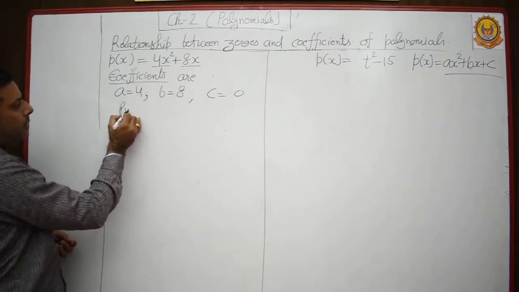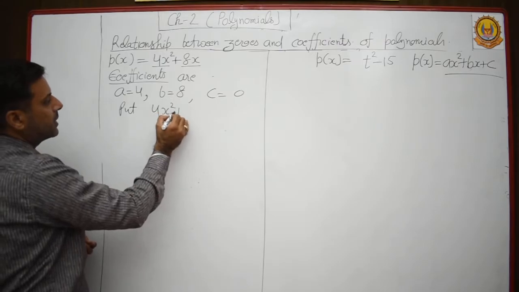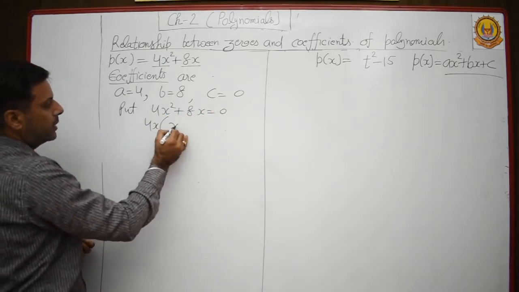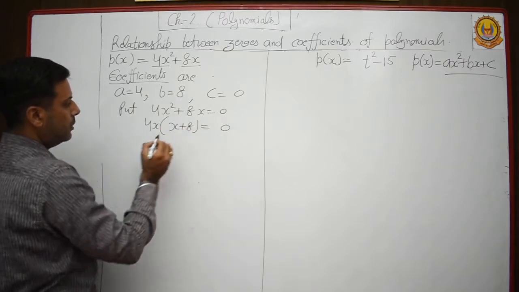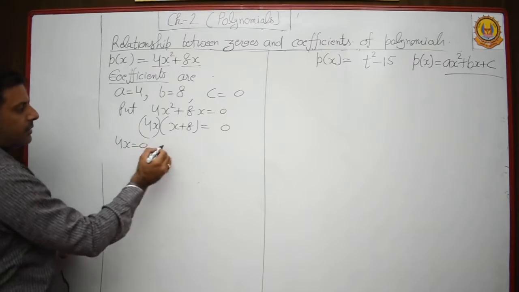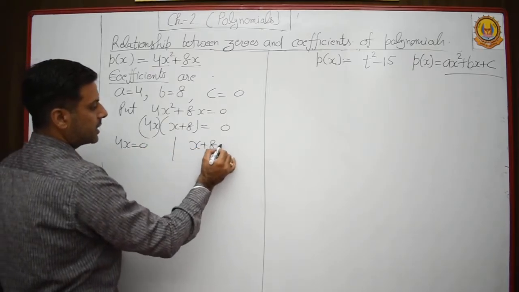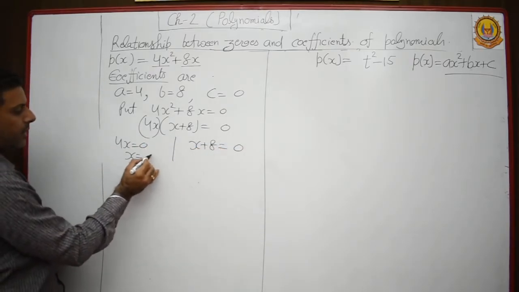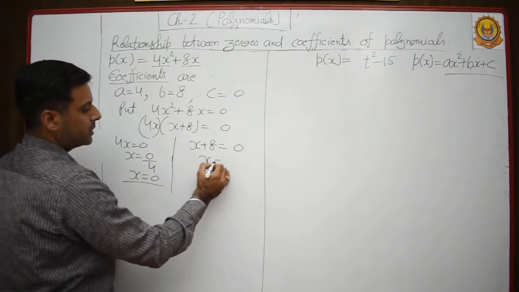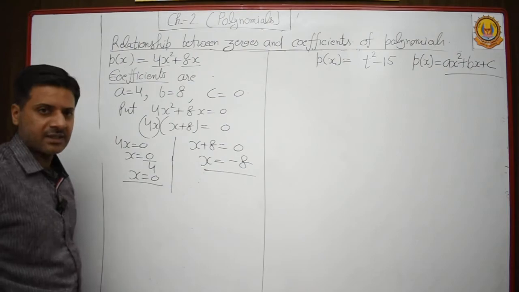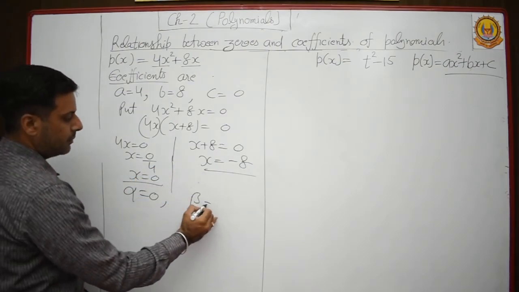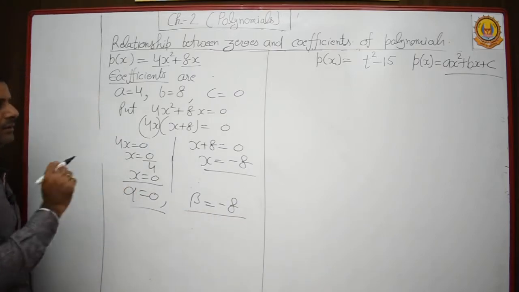Put 4x square plus 8x equal to 0. Take out 4x common. Here you will get 4x into x plus 8 equal to 0, and two factors are there. So 4x equal to 0 either, and second, x plus 8 is equal to 0. From here you will get the value of x equal to 0, and from here you will get the value of x equal to minus 8. Assume one value as alpha and the other as beta.